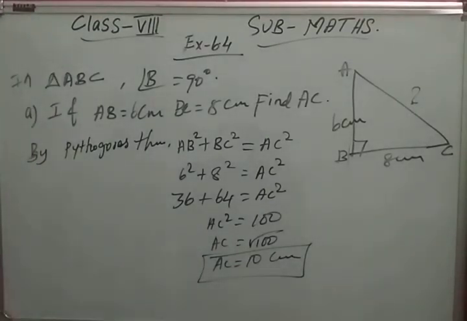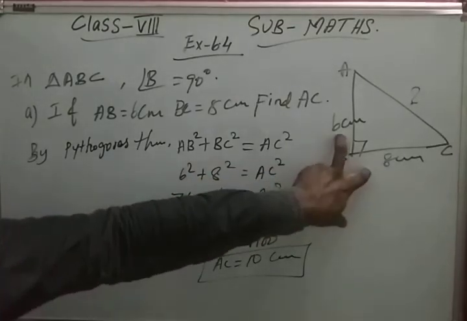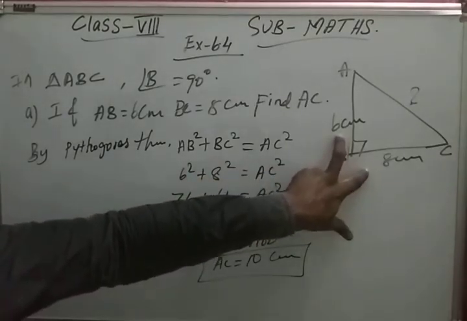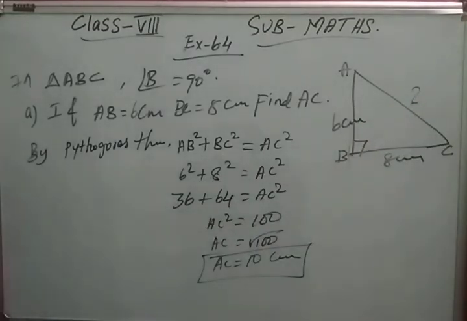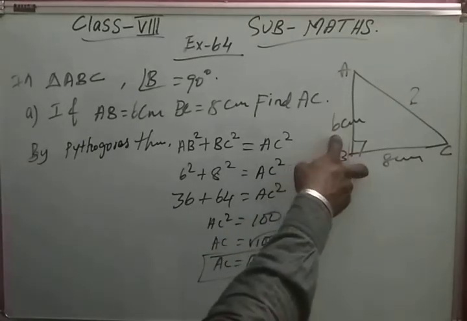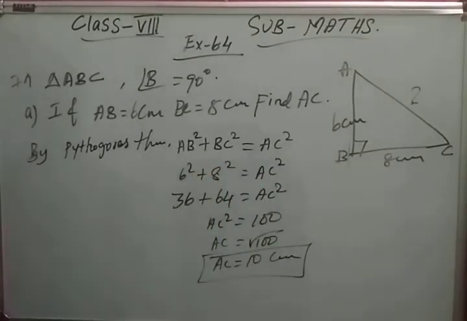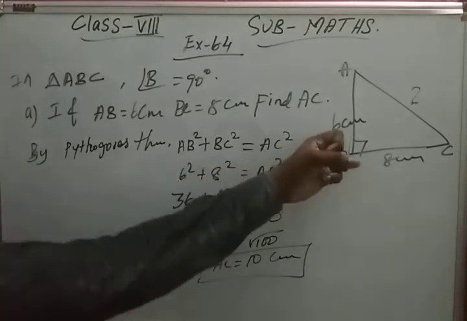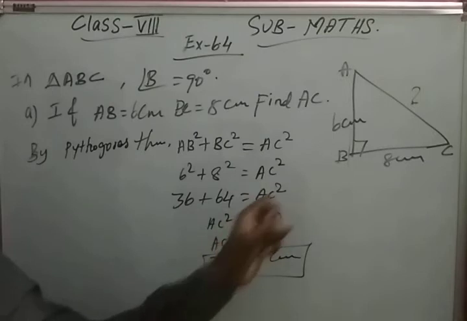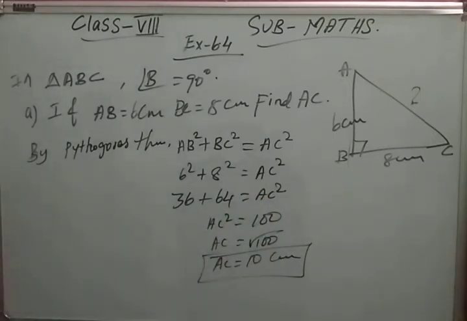Understood, students? We have already seen the Pythagoras theorem last year itself. The sum of the squares of the two legs is equal to the square of the hypotenuse. So we have taken AB square plus BC square is equal to AC square. That is the Pythagoras theorem. According to that, we substituted 6 square plus 8 square, which gives 100. Then AC is equal to root of 100, so AC is equal to 10. Understood? Now the next one.